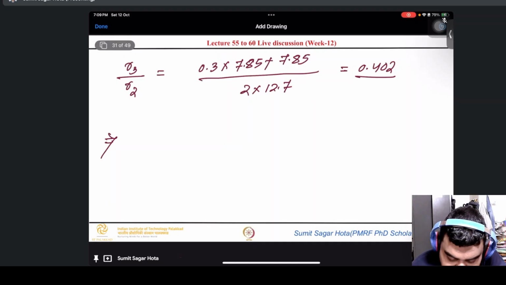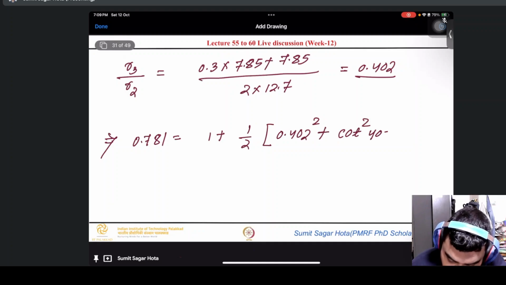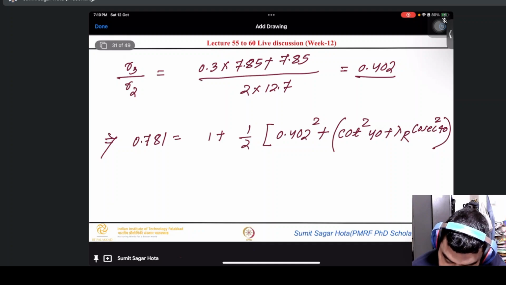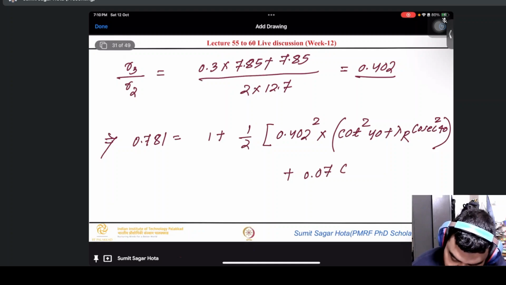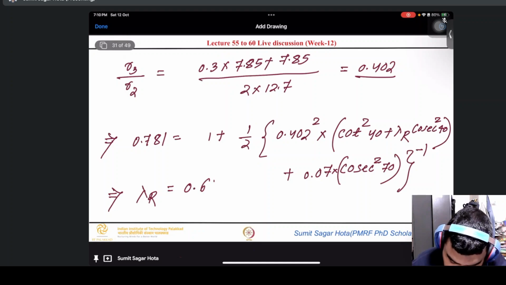Efficiency, what is the formula for thermal efficiency? 0.781 is equal to 1 plus 1 by 2, 0.402 square plus cot square 40 plus lambda r cosec square 40, into, okay, plus 0.07 into cos square 70, inverse. Okay, lambda r is your 0.64.